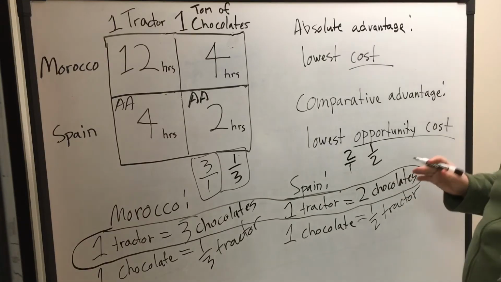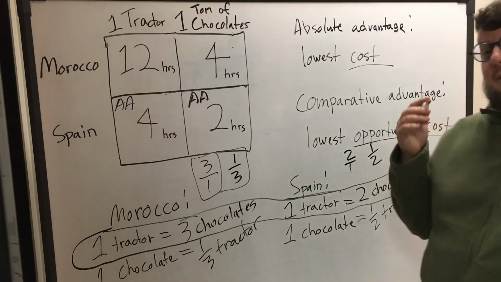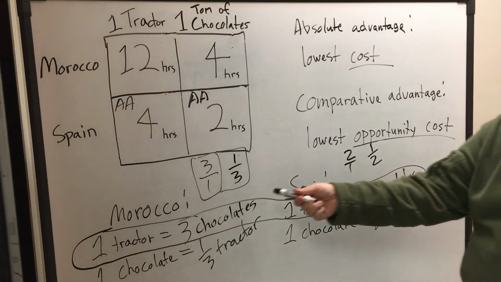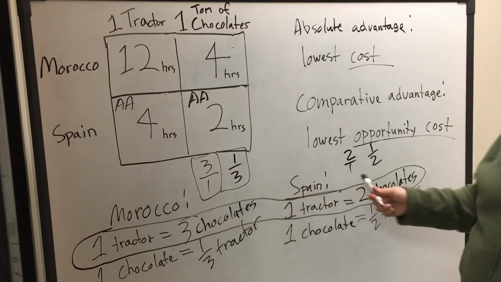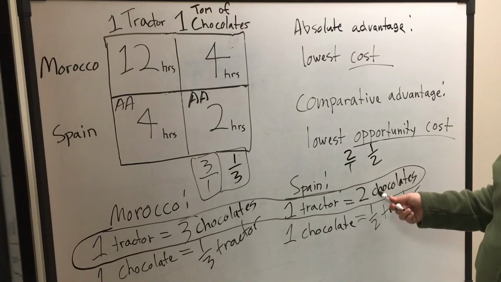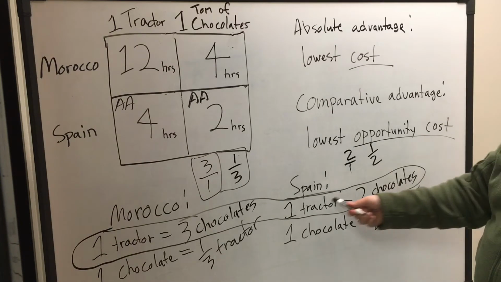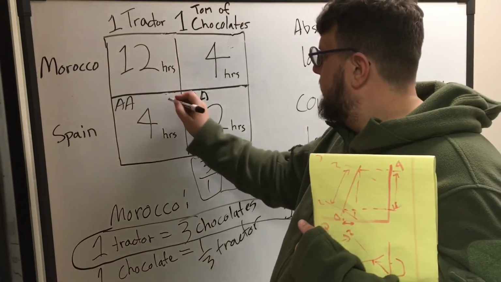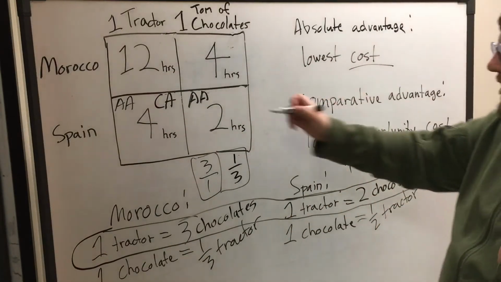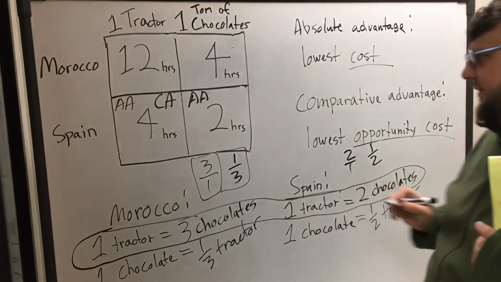So when we're making tractors, we want to give up as little chocolate as possible. So would that be Spain or would that be Morocco? Spain only costs us 2 chocolates. It's the lowest cost option, so we're going to say that Spain has comparative advantage in making tractors. I'm just going to put a CA there to designate they have the comparative advantage. Spain with tractors. Very good.